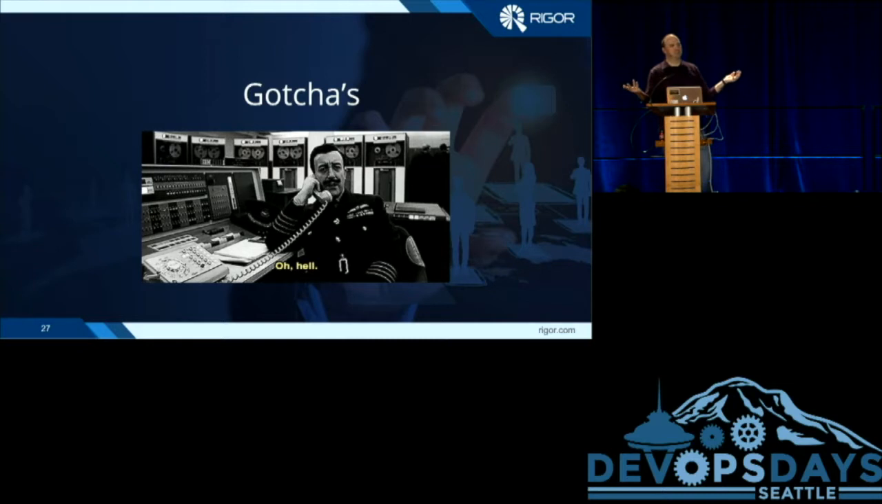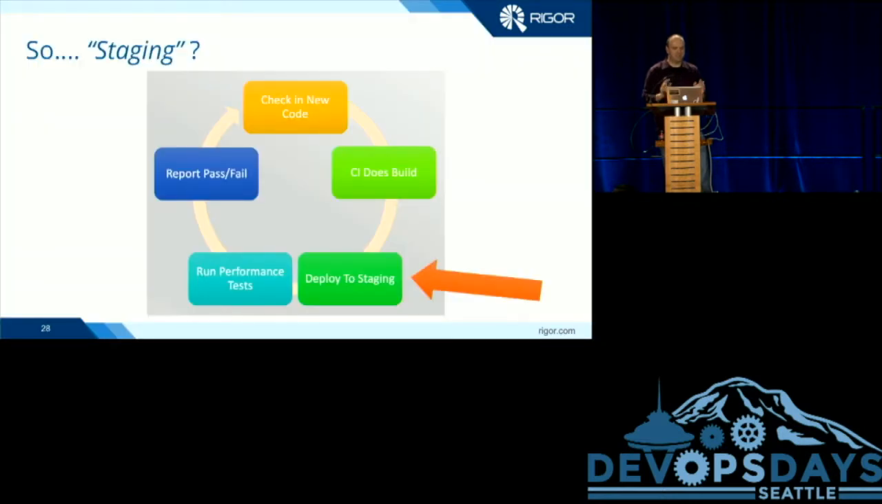So what are some gotchas? That's great. I made some art in Google Slides, and it seemed to show an ideal process. We'll just leave DevOps Day Seattle, and you guys on Monday will go and do that, and then realize that there are gotchas, because there's always gotchas. It's not that easy. So the first thing is what do we mean by staging?